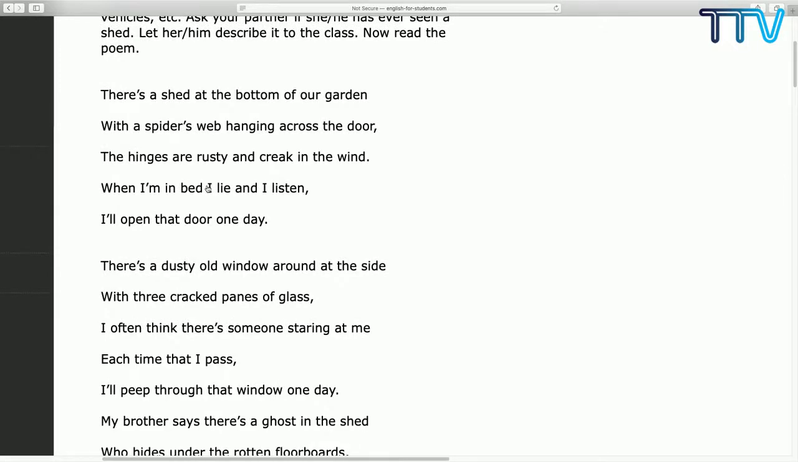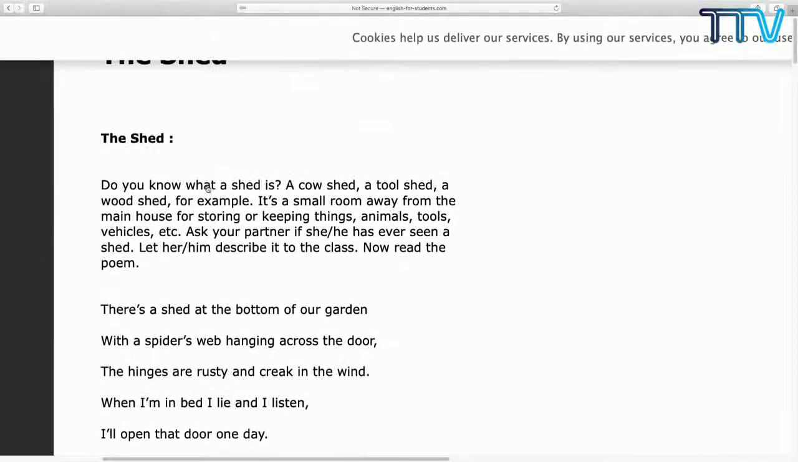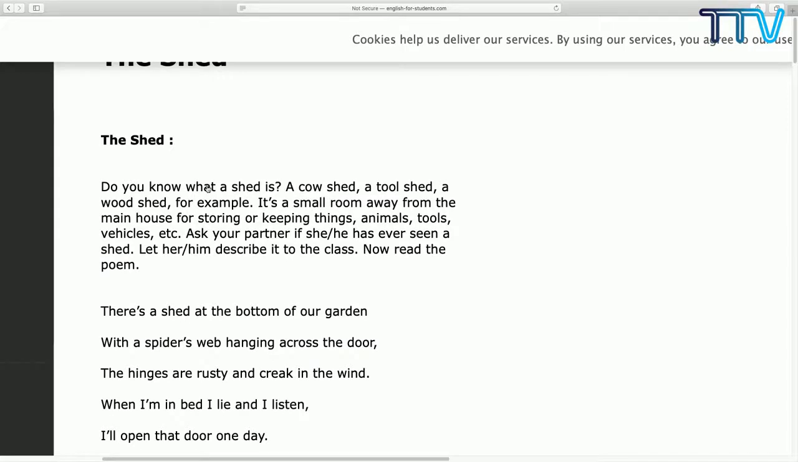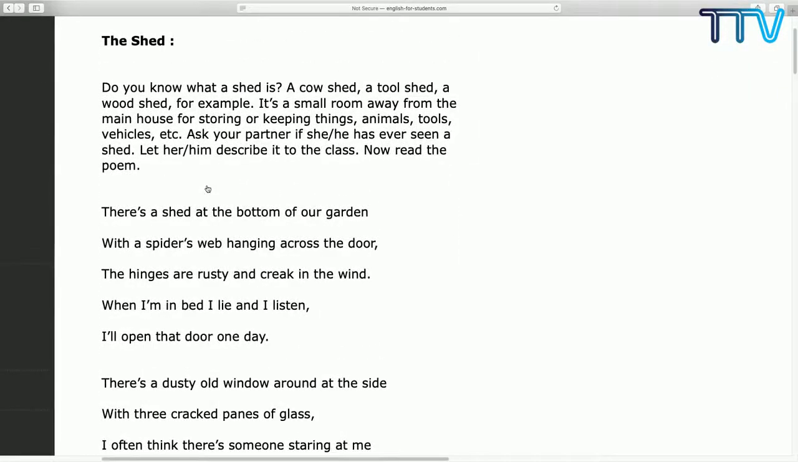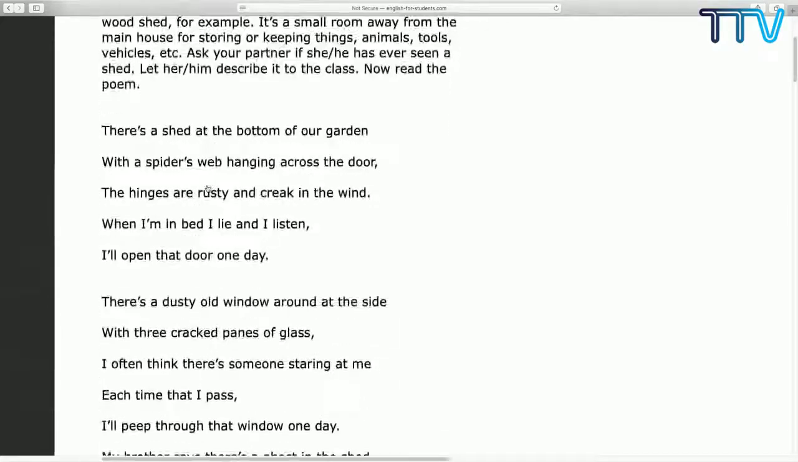By the way, what is a shed? A shed is a small house away from your main house, where we put so many things, like wood or some worn out clothes. It's just like a storeroom. Now let us see how the poet explains how his shed looked.